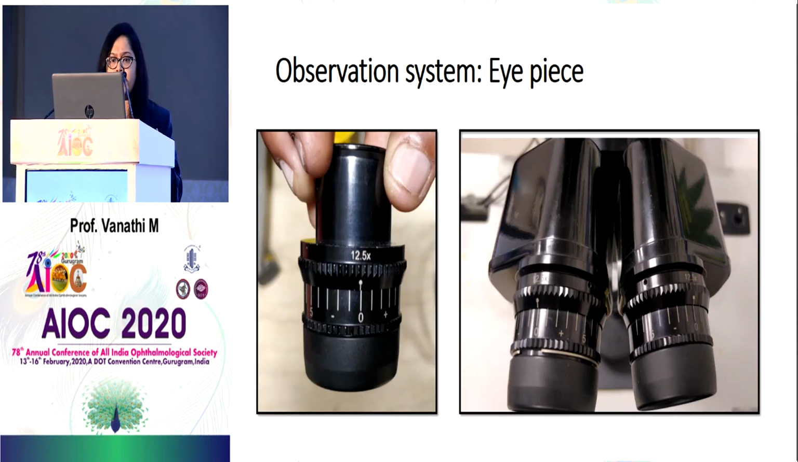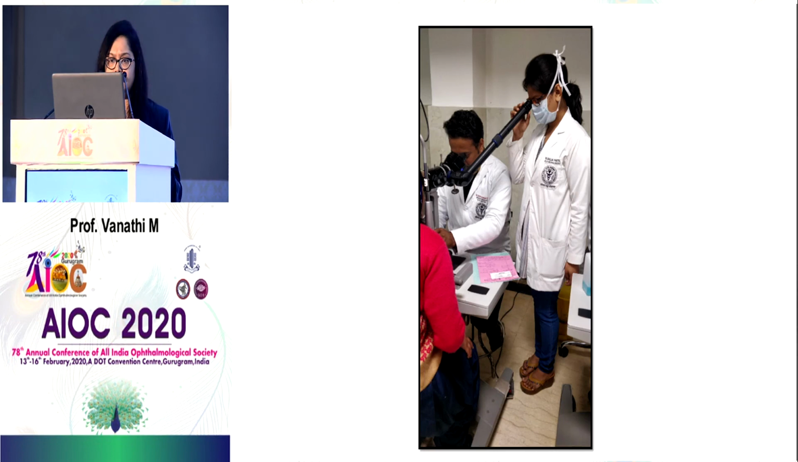On the observation system, you have to be familiar with the eyepiece. This is very, very important. Here you can see a 0 mark. Whenever you're examining, you always have to adjust at the 0 mark, or if you have any refractive error and don't want to use glasses, you can adjust it according to your refractive error and examine the patient. And very important, you should always know your interpupillary distance, and based on that, you have to get the binocularity.